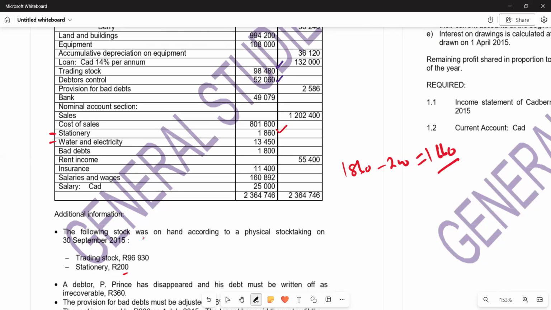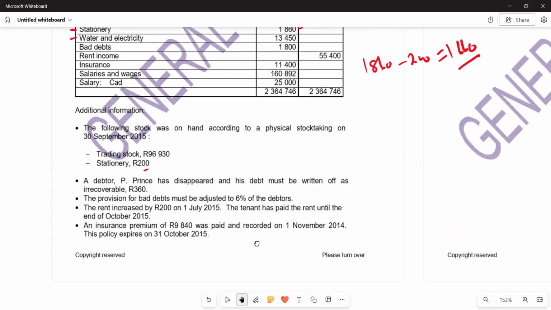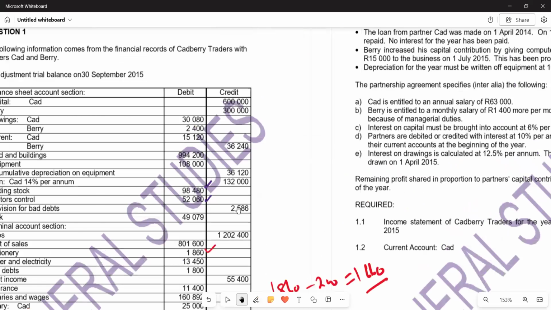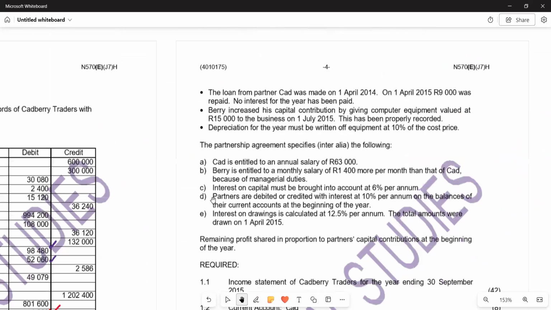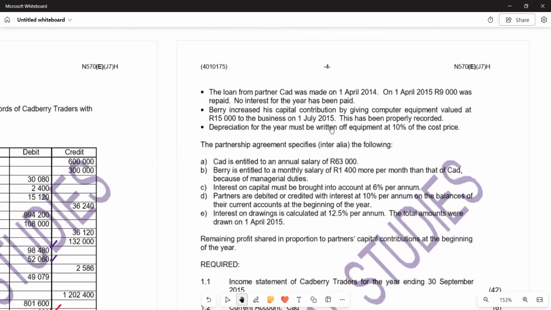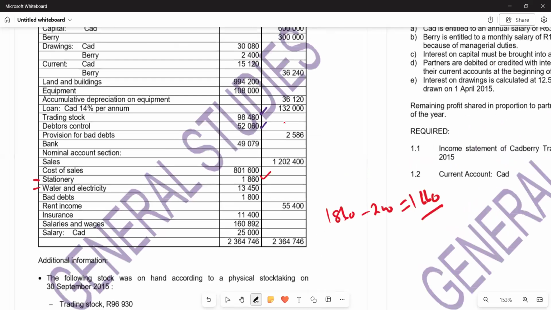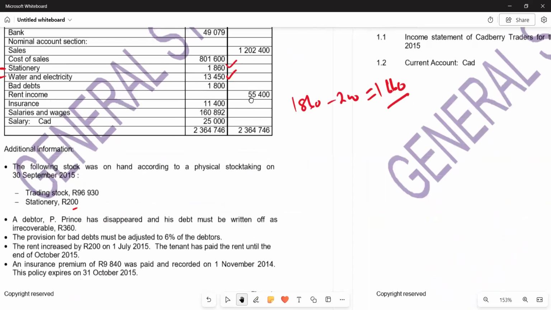But before you put our water and electricity, we need to find out in the additional information if you've got anything that is affecting our water and electricity. You go item by item, and also we've got our next page. You'll see that we've got nothing that is affecting our water and electricity. So in that case, we take the figure that we are given there, 13,450, and it's going to represent our water and electricity.